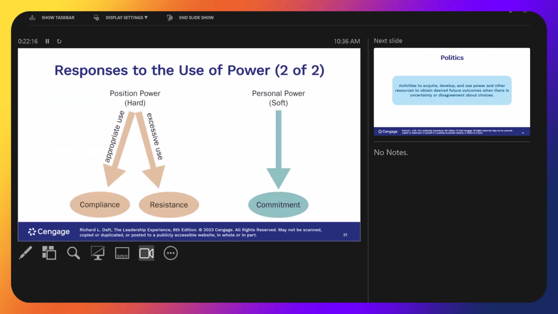Responses to the use of power. When you see the position power, hard power, you can see appropriate use brings compliance. When it's not appropriate, you have excessive use and you have resistance. So people are going to comply when you use it appropriately, and with excessive use, you may have resistance from people. And that's a problem. Now, when you have hard power, what you find is somebody says, well, because they're resisting, now I'm seeking to punish folks. So this can be problematic in multiple ways.